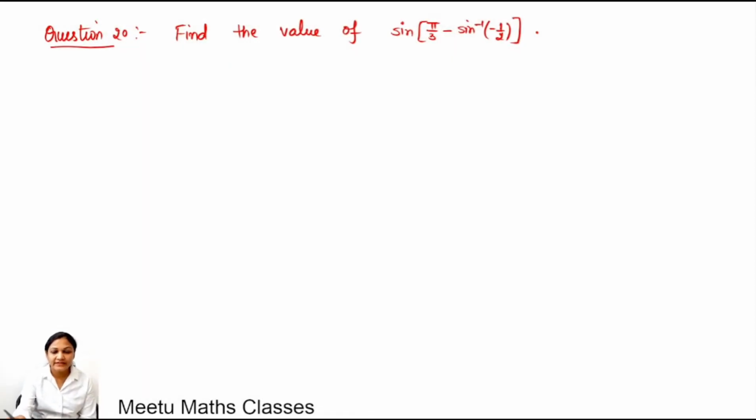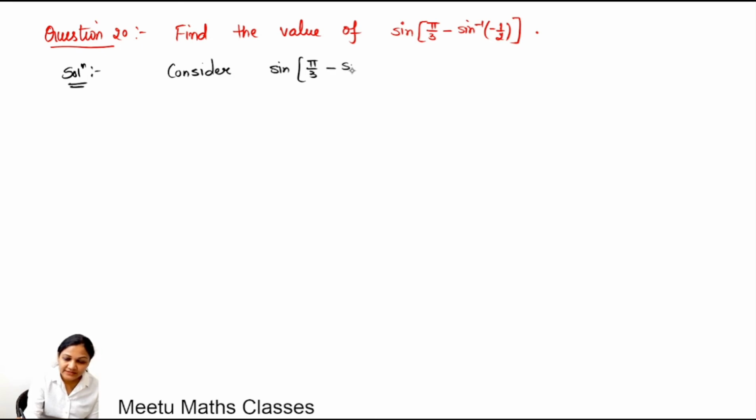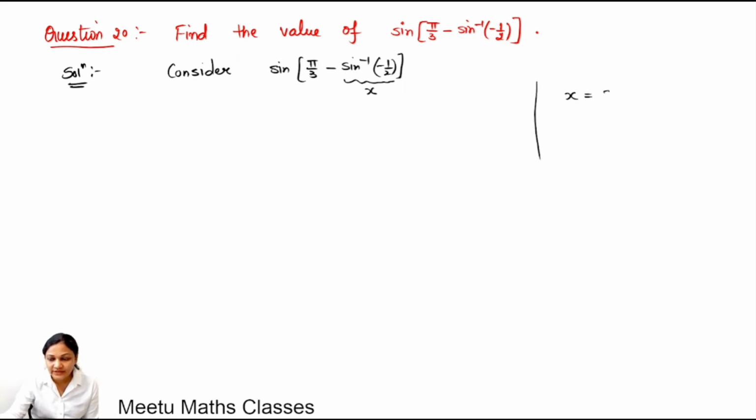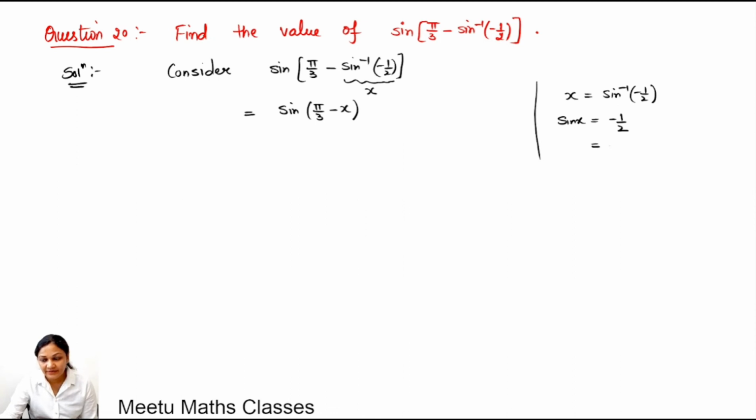Now question number 20 is find the value of sine of pi by 3 minus sine inverse of minus half. Now to find the value of this, consider your function, that is sine of pi by 3 minus sine inverse of minus half. Now let us consider sine inverse of minus half as x. So x is equal to sine inverse of minus half, so your function will become sine of pi by 3 minus x. Now sin x will be minus half, and minus half can be written as sine pi by 6.